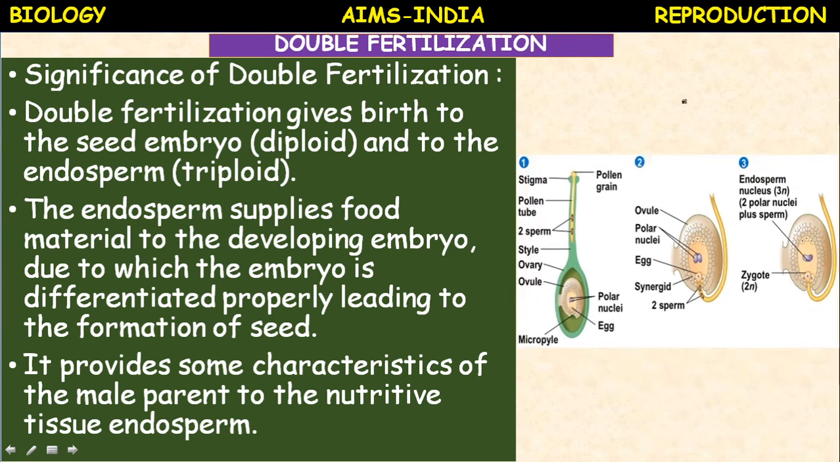So here, once again showing the endosperm, which is the 3N nucleus. Two polar nuclei combine with a sperm to form endosperm. Okay, the first sperm combines with the egg cell and forms the zygote.